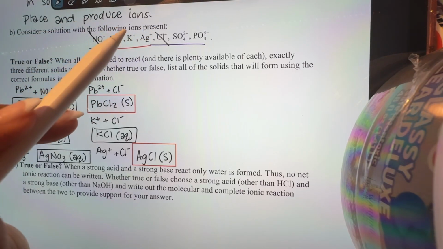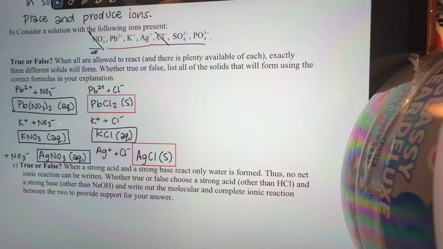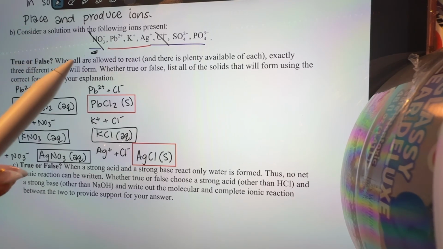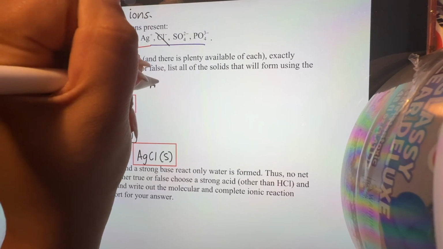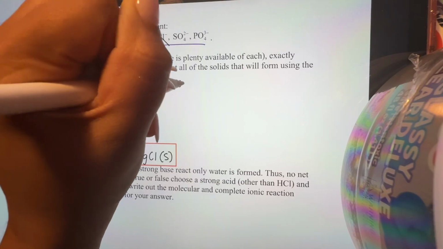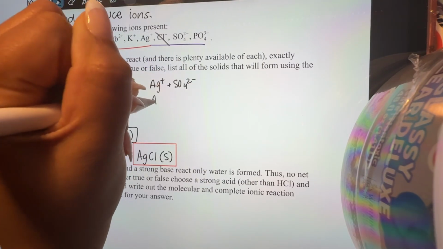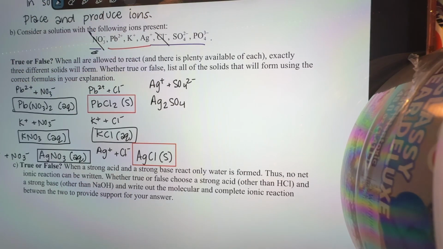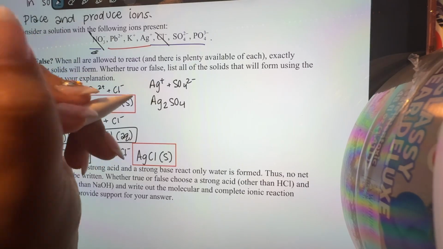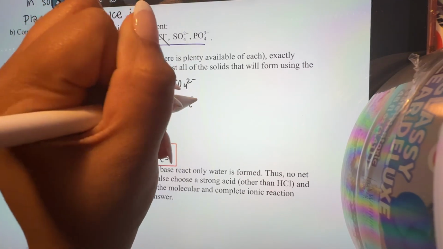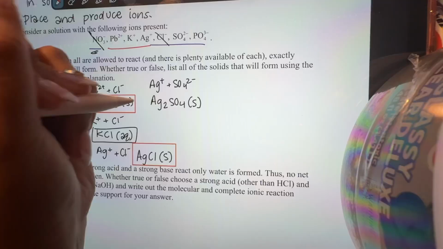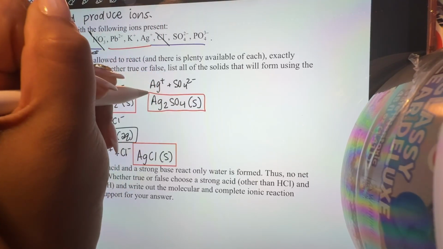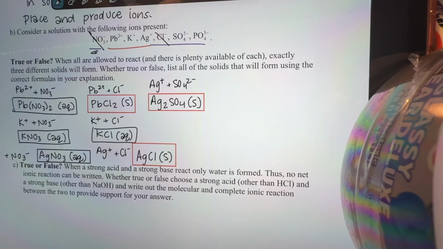Now we're going to go on to the sulfates. There is a rule about this that I can see. Rule 6 says all sulfate compounds are soluble except, and it lists off some exceptions. So let's keep going. Ag plus SO4 2 minus gives you Ag2SO4, and let's see those exceptions. It does say silver, so that means this is not going to be soluble, and that is a solid. So we found our third solid. Okay, that's good.